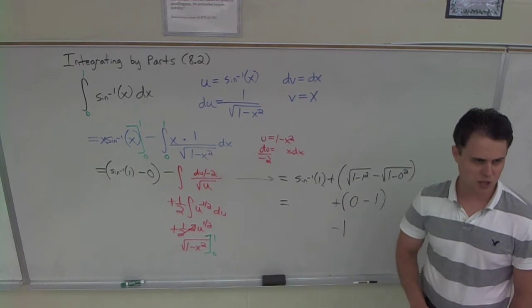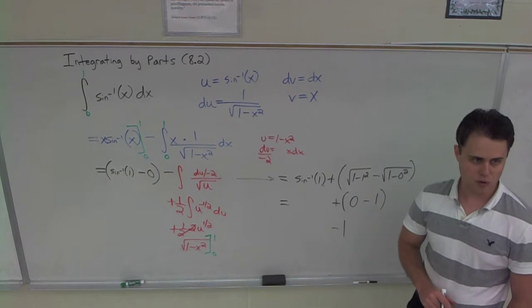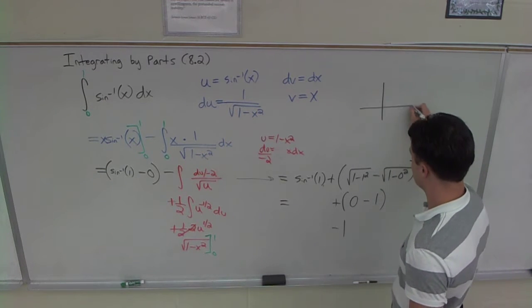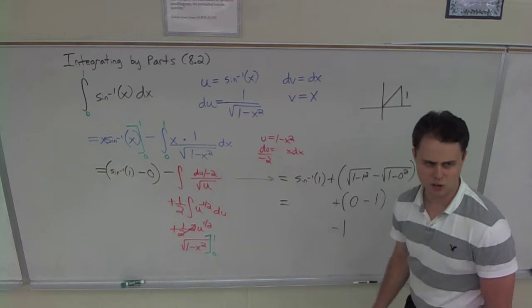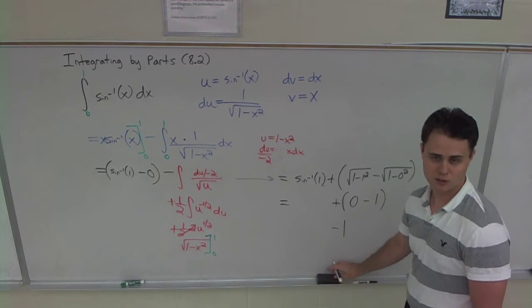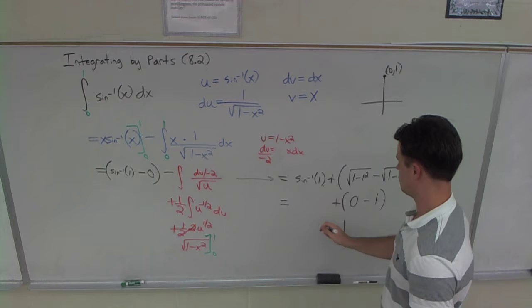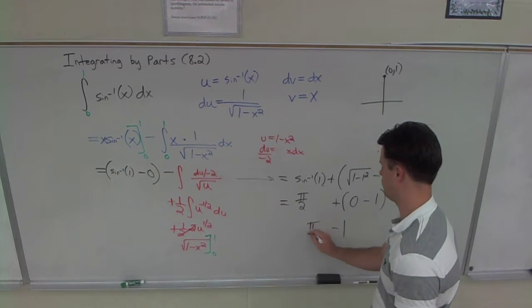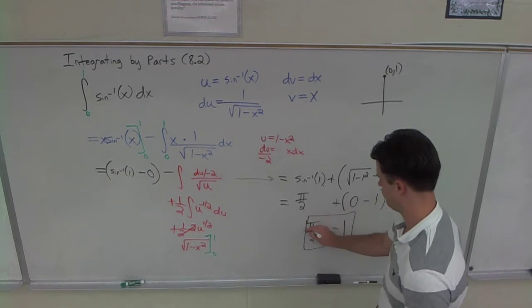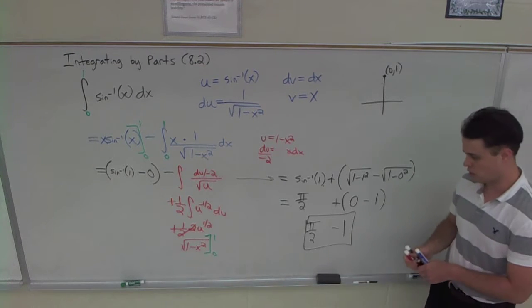And how do you do the inverse sine of 1? Remember, you could think, what angle has a sine of 1 over 1? Oh, it's not a triangle. What is it? It's pi over 2. It's this spot, right? So it's pi over 2 minus 1. There we go. There's another integration by parts problem. Let's do one more. It's a little bit different. We'll call it good for today, I think.